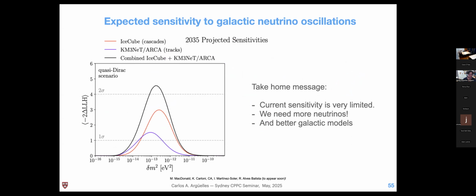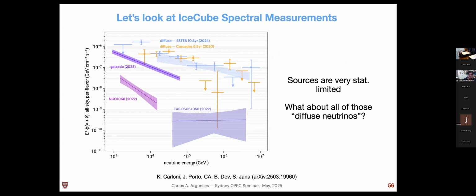The bad news is that when you put everything together, you get this mass squared difference, and well, you're exploring new parameter space. Unfortunately, the sensitivity is also not that great. And the reason is that there are uncertainties in this galactic neutrino emission, and the statistics are also not great. So what we need to do here, if we want to get this better, is to get more neutrinos and improve these galactic models.